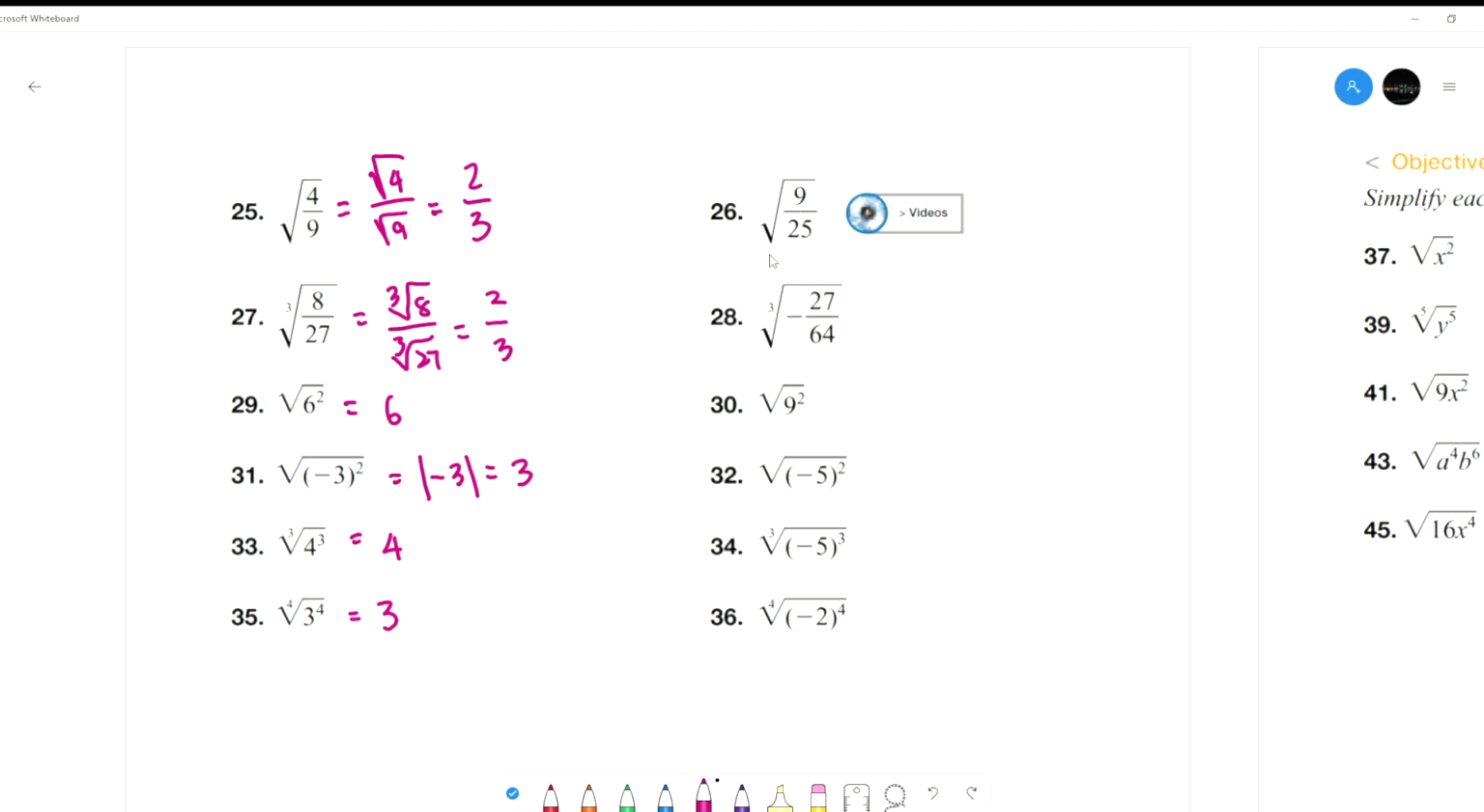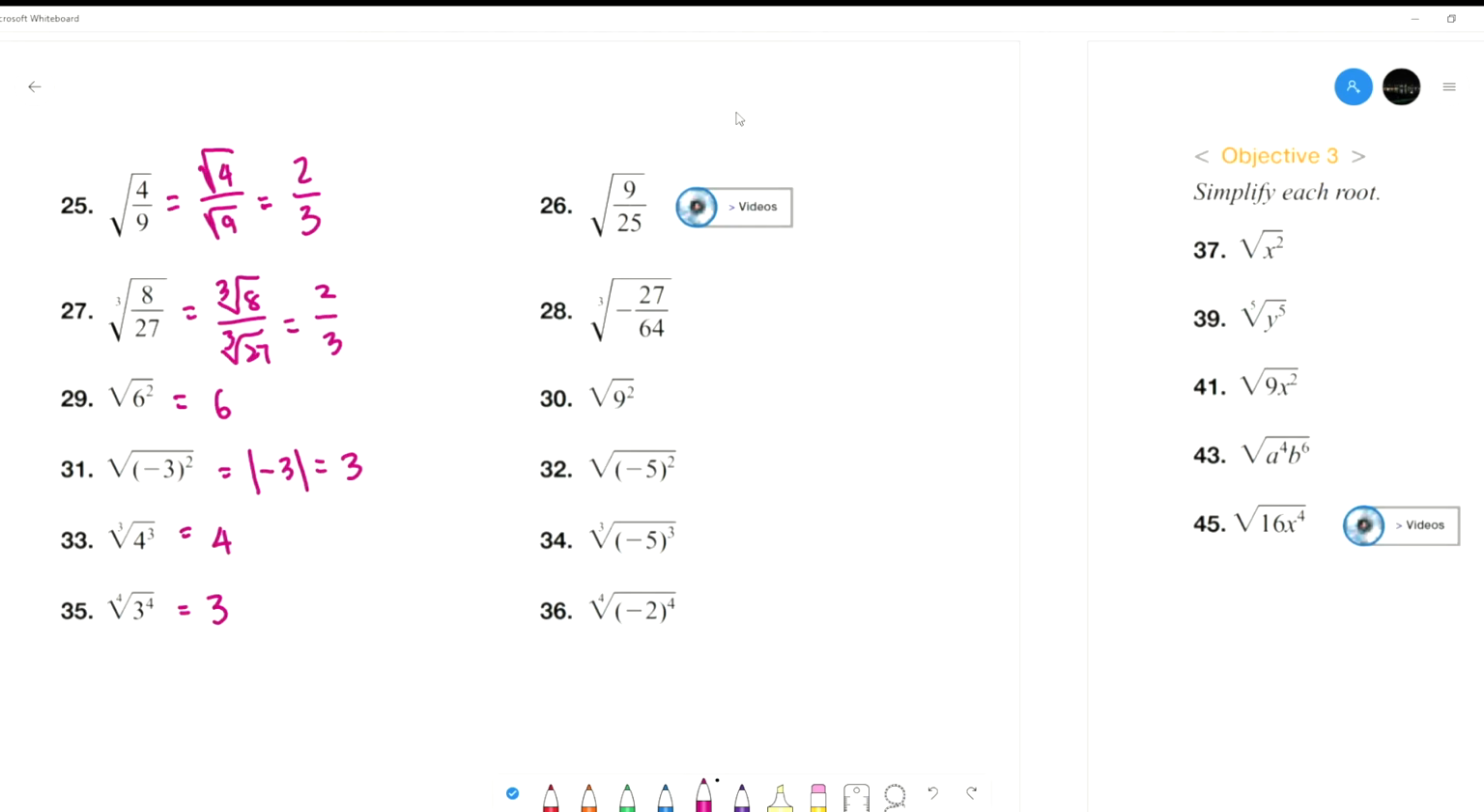So I'll give you a few minutes. I want you to try these even numbers. Alright, so we have number 26, the square root of 9 over 25. So we can write this as the square root of 9 over the square root of 25 is equal to 3 over 5. Right, hope you got that.